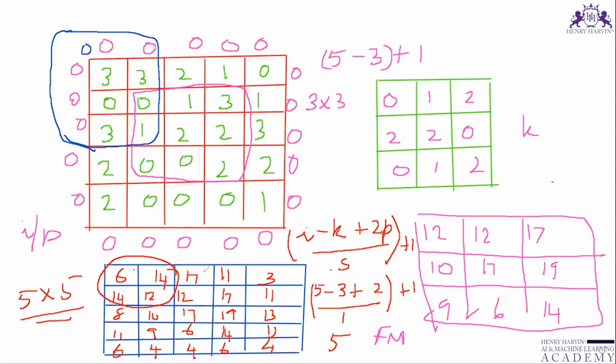Yes, you are right, 14. And here we will be getting it as 17. Here we will be getting it as 11. And here we will be getting it as 19. In case you do average pooling, what will happen?